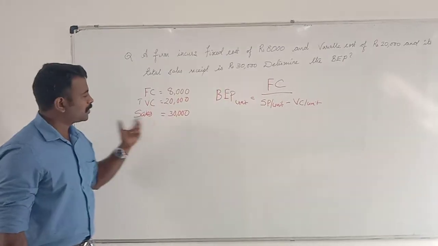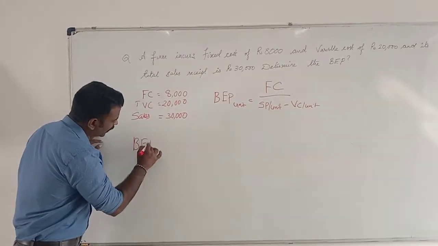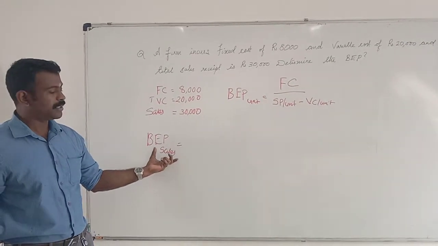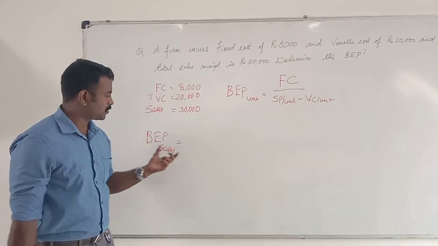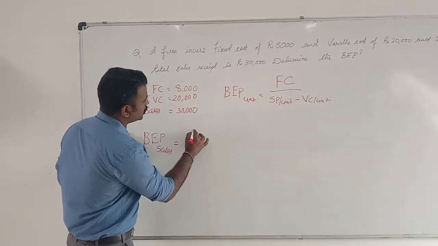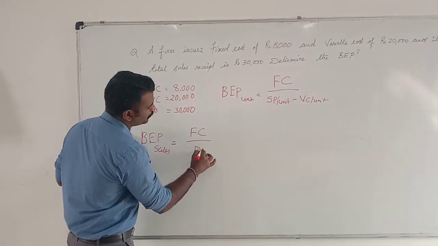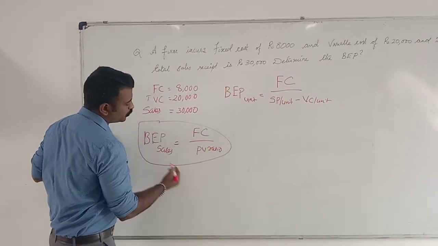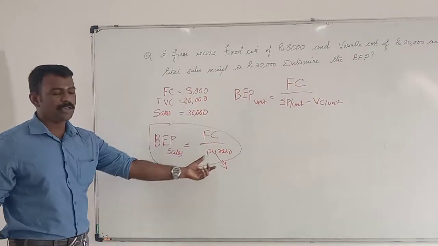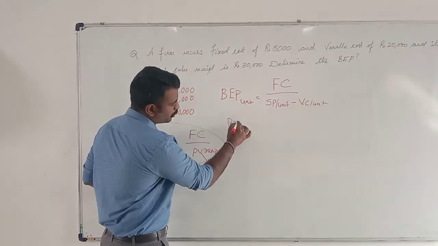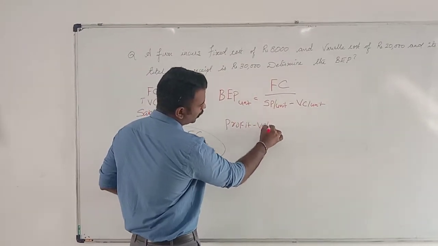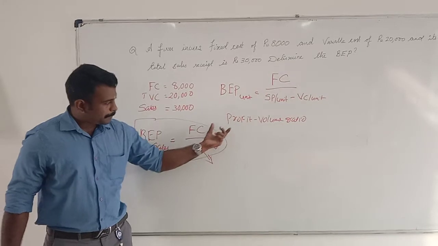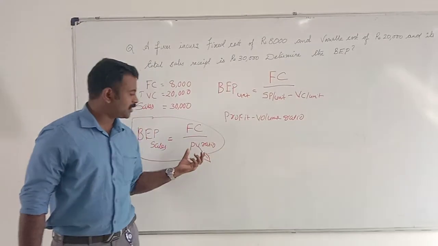In this case there is another equation for break-even point in sales, that is, the amount. Here we get the break-even point in amount. So the equation is fixed cost divided by PV ratio. Here a new word has come, that is PV ratio. The full form of PV ratio is profit volume ratio. So profit and volume ratio denotes PV ratio.